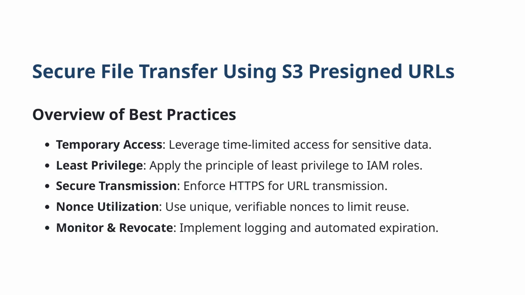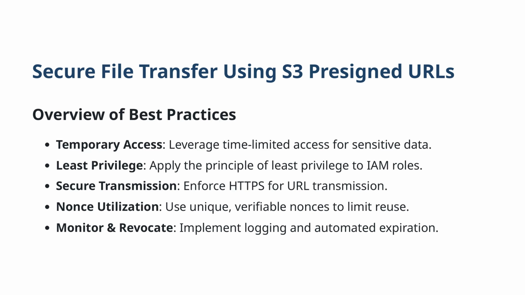In this section, we will explore best practices for securely transferring files using S3 Presigned URLs. First, it's important to leverage temporary access. By using time-limited access for sensitive data, you ensure that files are only accessible for a necessary period, which helps reduce security risks. Next, applying the principle of least privilege to IAM roles is key. This means granting only the permissions necessary for a task, which minimizes potential security exposures. Additionally, enforcing HTTPS for URL transmission is vital for secure data transfer. It ensures that data is encrypted, protecting it from interception during transit.